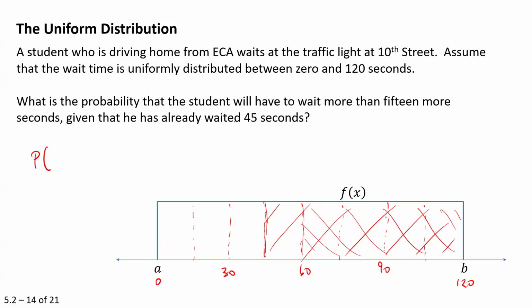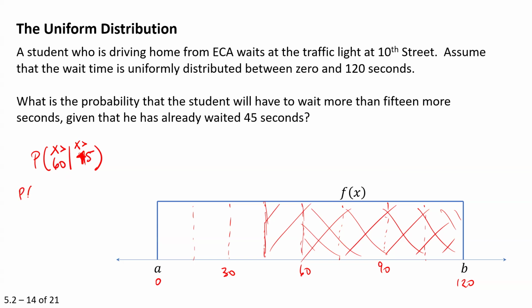Yeah. So this is a conditional probability. And as you recall, that's notated this way here. Given that he's already waited 45 seconds. So let's call this, we've already waited 45 seconds. So our total wait's going to be at least 45 seconds. And if we wait more than 15 more seconds, then what's our total wait going to be? Again, Ta. 60.